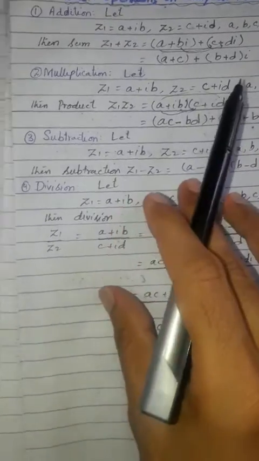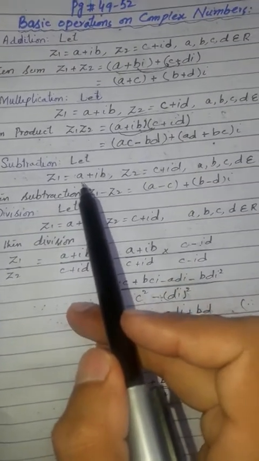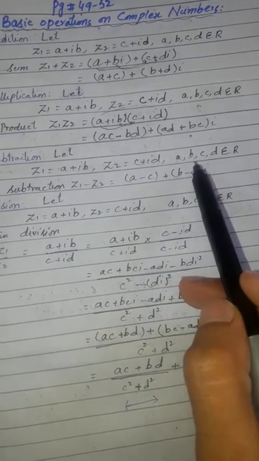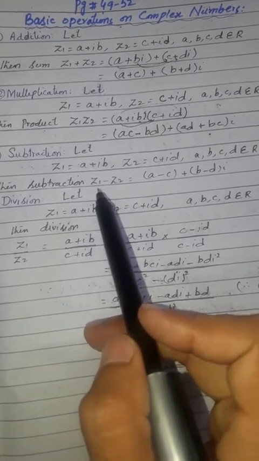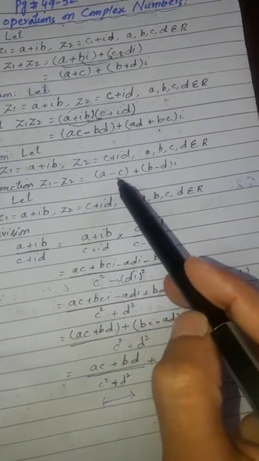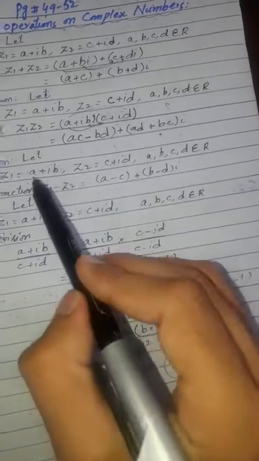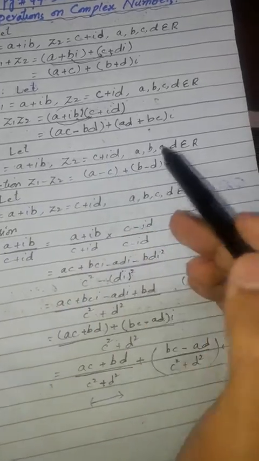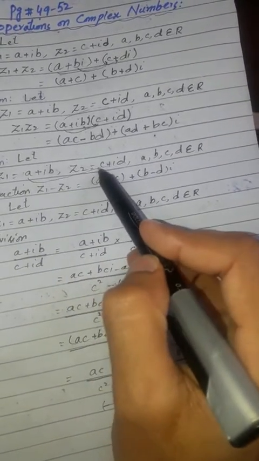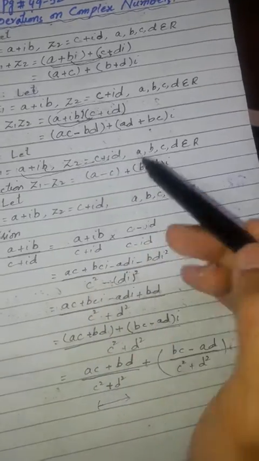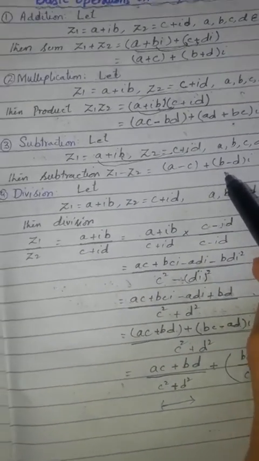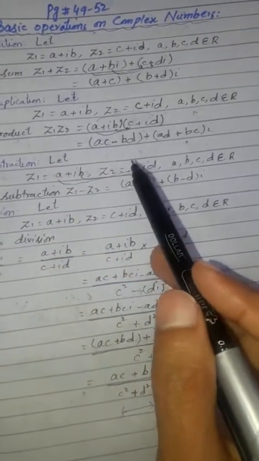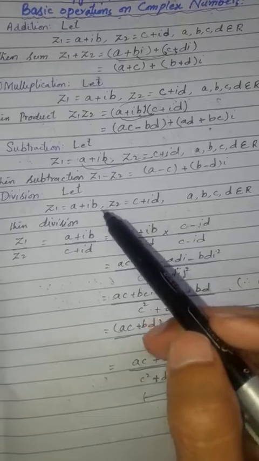Next, subtraction. Let z1 equal a plus iota b and z2 equal c plus iota d, two complex numbers with a, b, c, d belonging to real numbers. Then their subtraction will be performed like this: (a minus c) plus (b minus d) iota. Simply subtract real part from real and imaginary part from imaginary, like a minus c, then b minus d, with iota. This is similar to the addition method, the only difference is the minus sign.